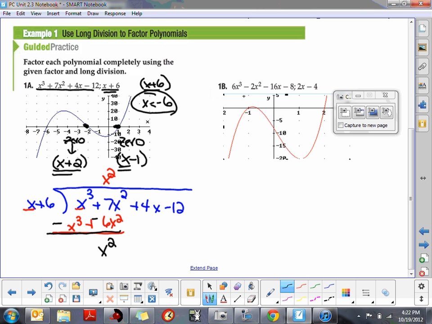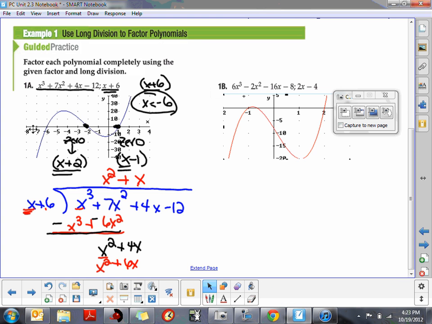Now with all long division, after you get done subtracting, or in this case we added the opposite, you bring down your next term, so plus 4x. Now, what I've got to reason again is, what do I multiply this x by to get an x squared? Well, if I take an x times another x, I'm going to go plus x, then I can get an x squared. So this x times that x is x squared. This x times 6 is plus 6x.